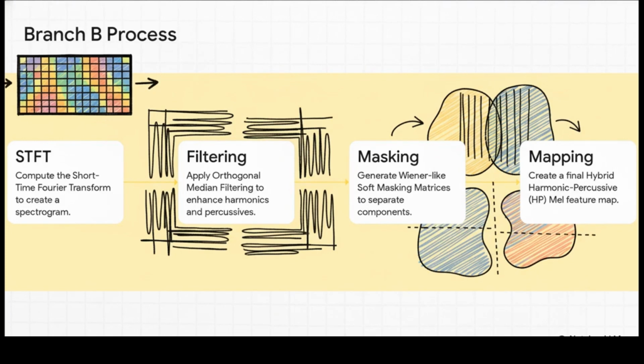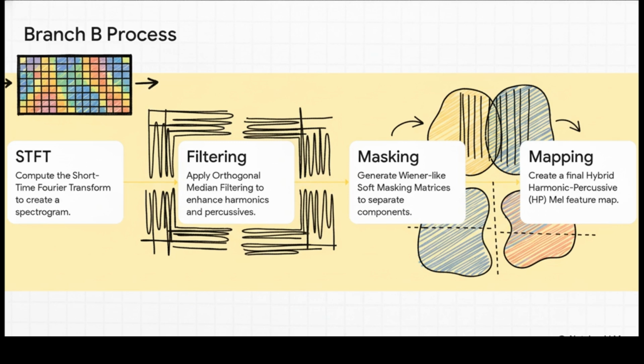Here's how Branch B pulls it off. First, it computes a standard spectrogram. Then comes the really clever bit, orthogonal filtering. It applies a horizontal median filter to find all those continuous tonal sounds, the harmonics. At the same time, it applies a vertical median filter to find all the sharp, transient sounds, the percussives.